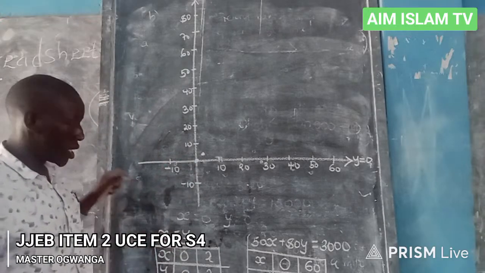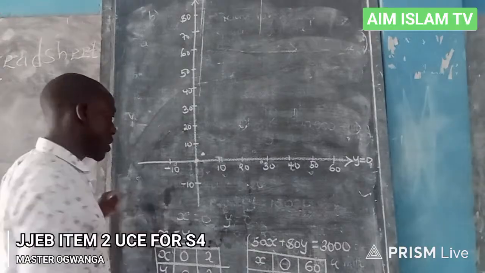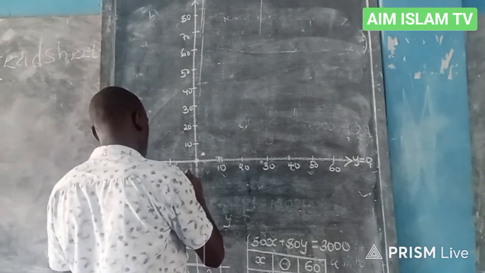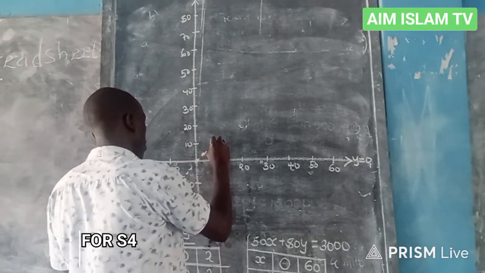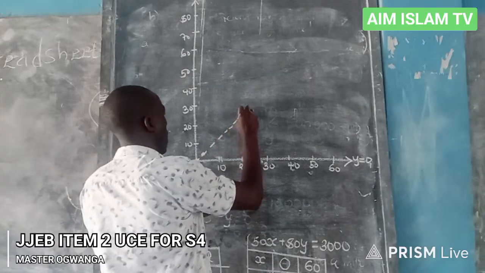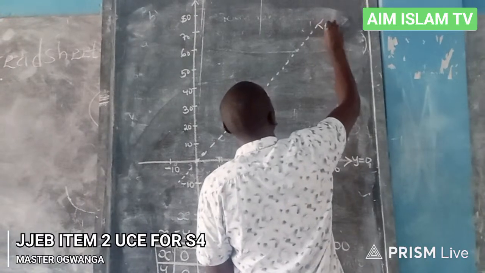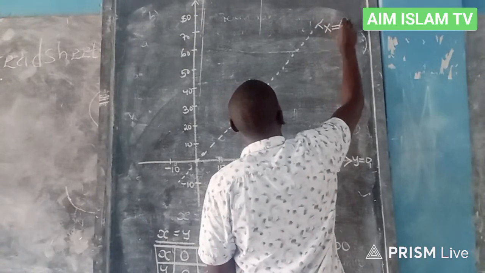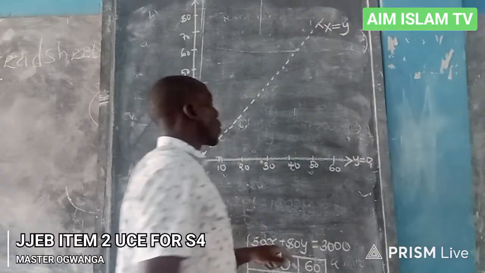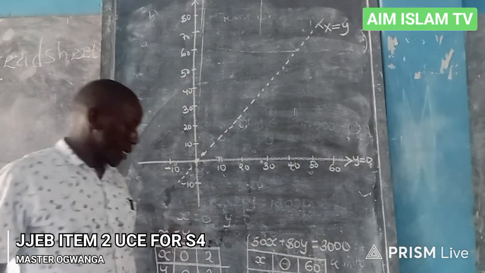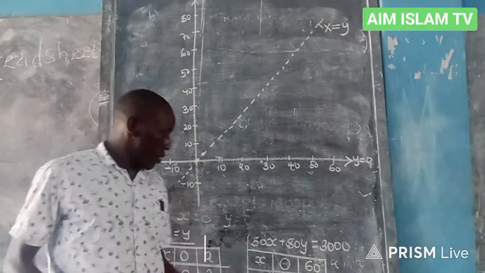And then our line, we said before that it's supposed to be a dotted line because of a greater than sign. So yeah, I'm going to have a dotted line. That is that. So I'm going to label this line x equals to y.